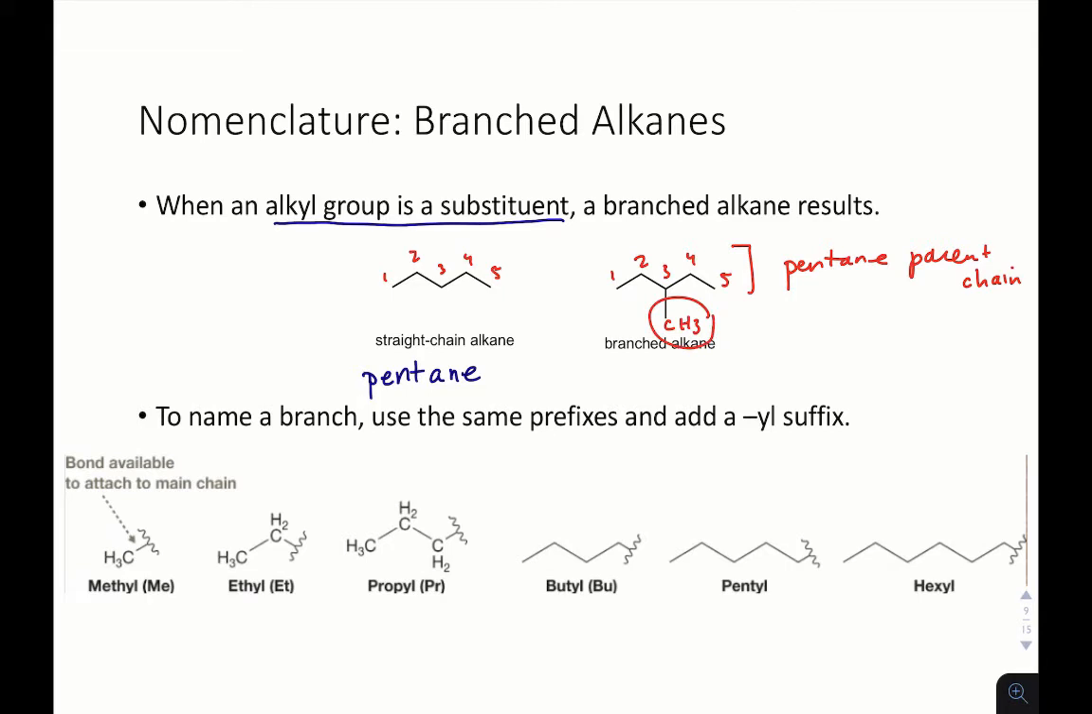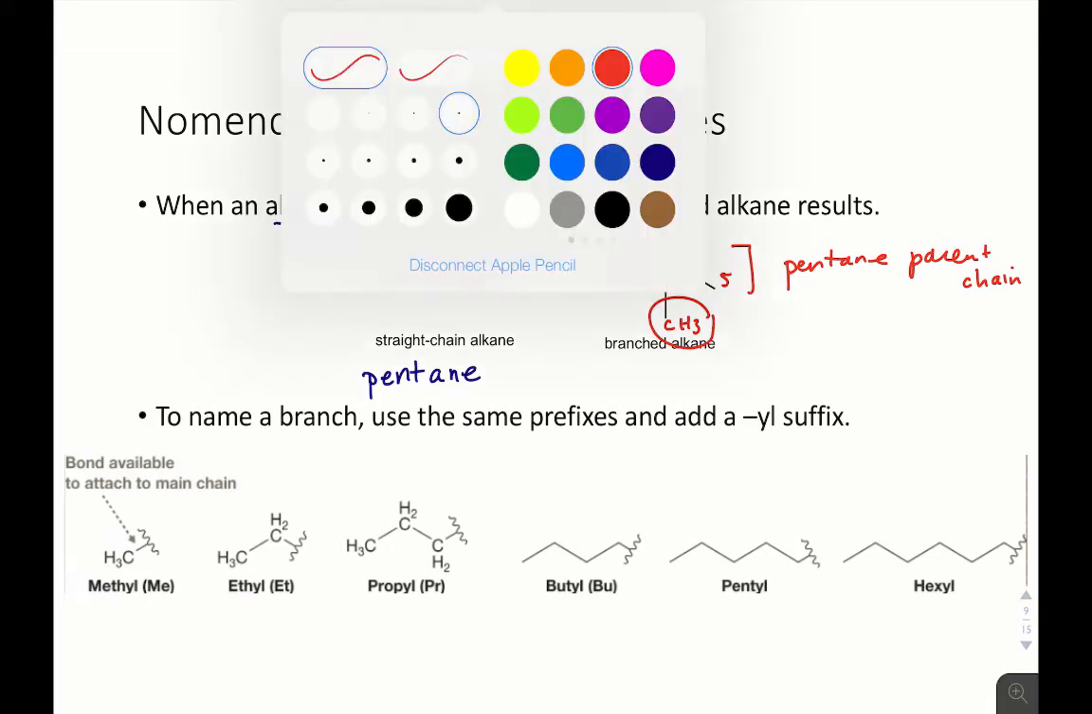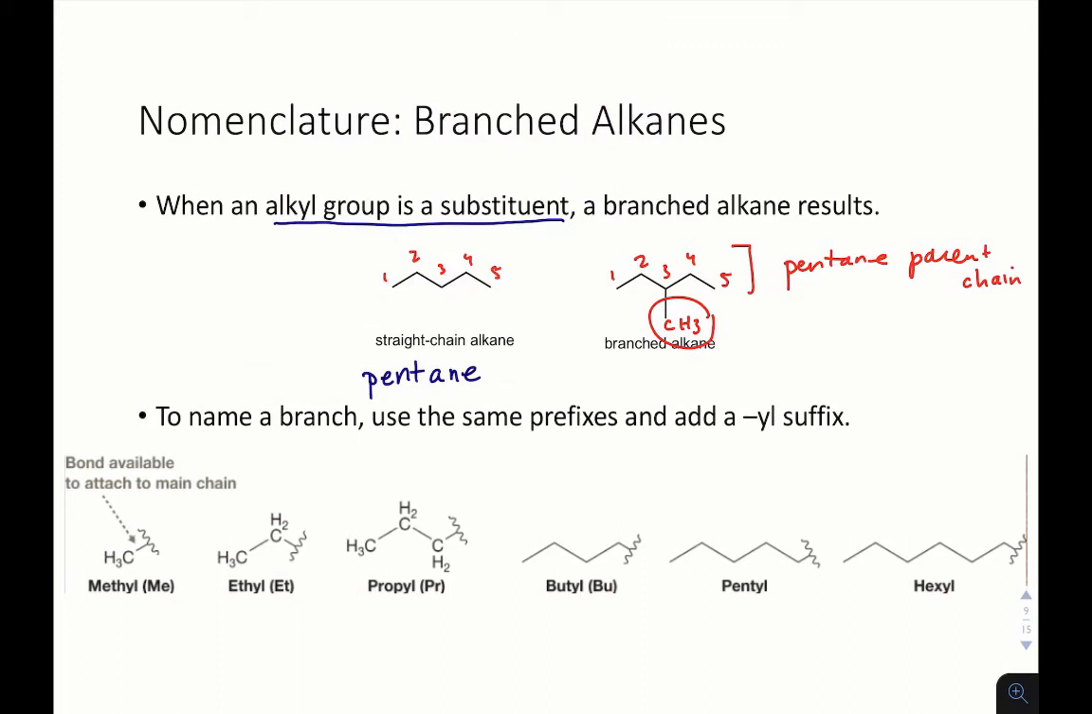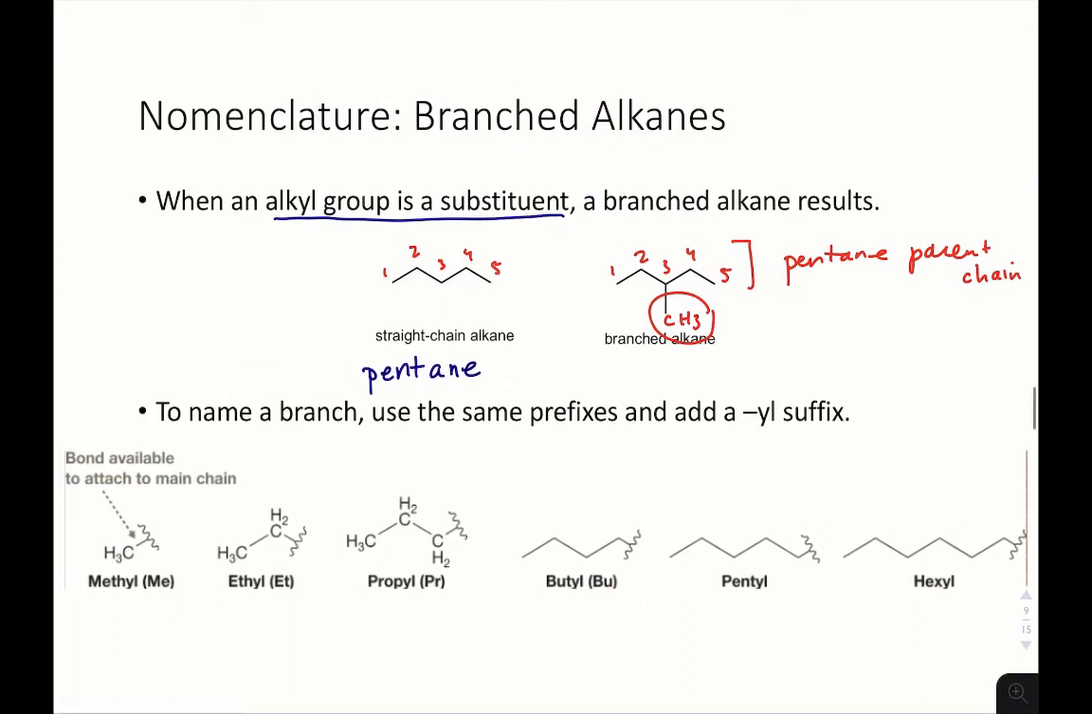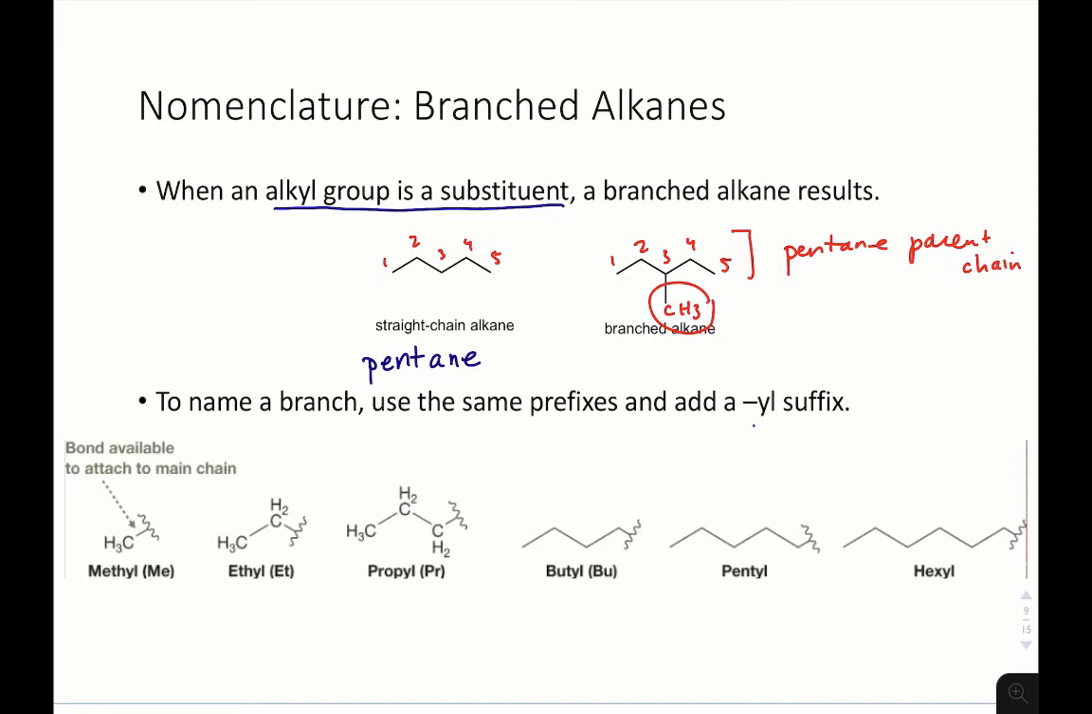But we have this 1 carbon substituent, this branch coming off of it. So to name a branch, we're going to use the same prefix as we were using before. And then instead of adding ane, we use a YL suffix, YL ending. So this means that it's a branch. So for example, if we have a 1 carbon branch, this will be a methyl group. A 2 carbon branch, that would be an ethyl group. A 3 carbon branch, propyl, and then so on and so forth.